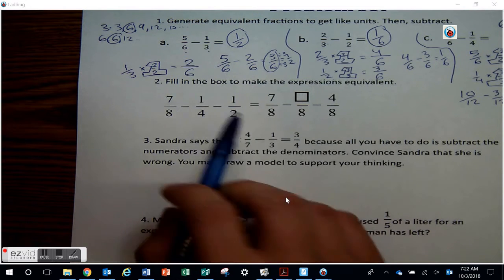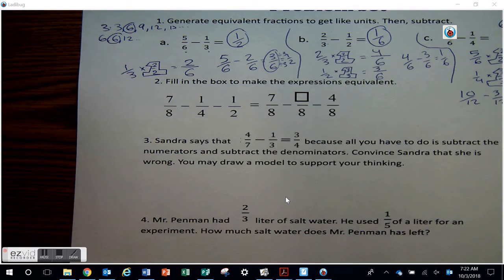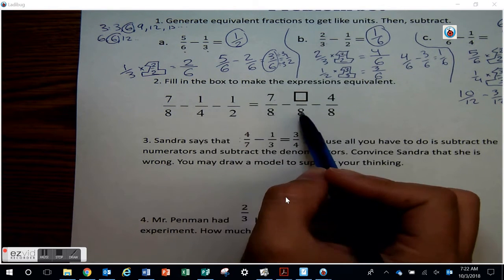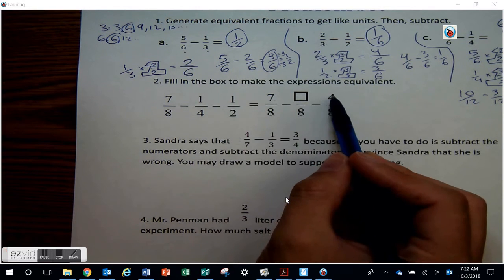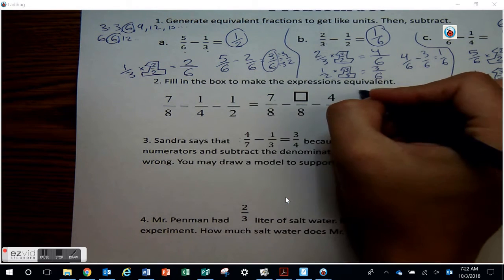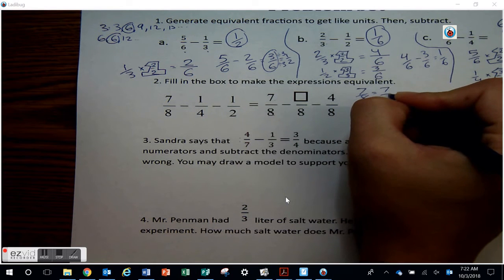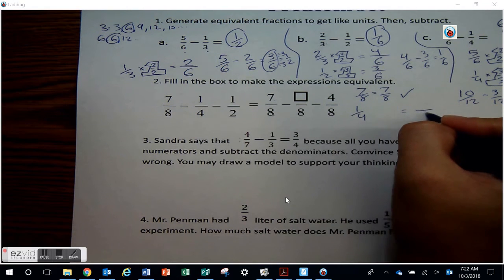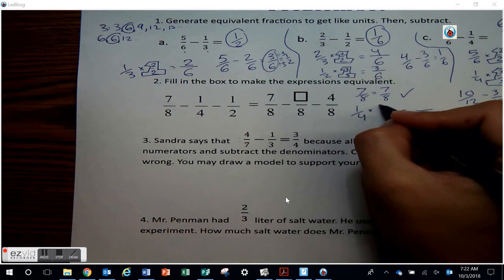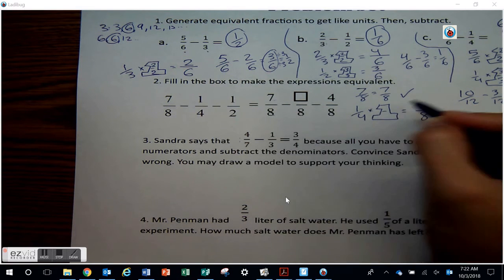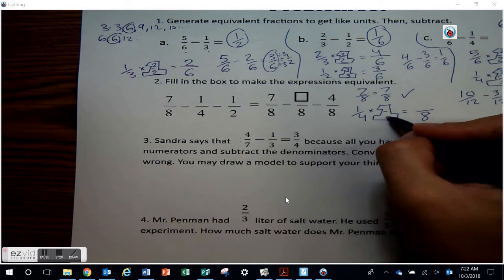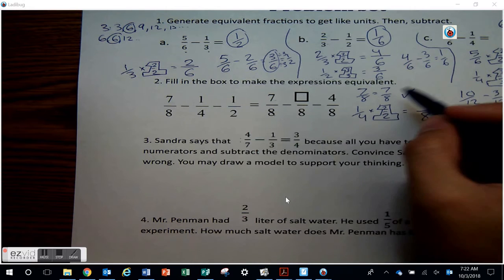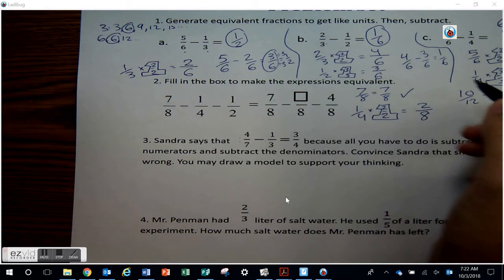Okay, let's see. Fill in the box to make the expressions equivalent. 7/8, 7/8. 1/4, oh, we don't have the 1/4 equivalent, and then the 1/2 and the 4/8. Let's see, we know 7/8 equals 7/8, so that one's done. We need to make 1/4 equal something that has a denominator of 8. So I look here, 4 times what gives me 8? 4 times 2. Multiply the numerator by the same thing. 1 times 2 gives me 2. So that missing number is 2.